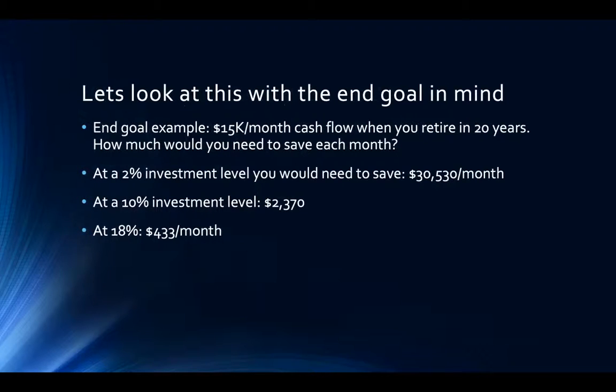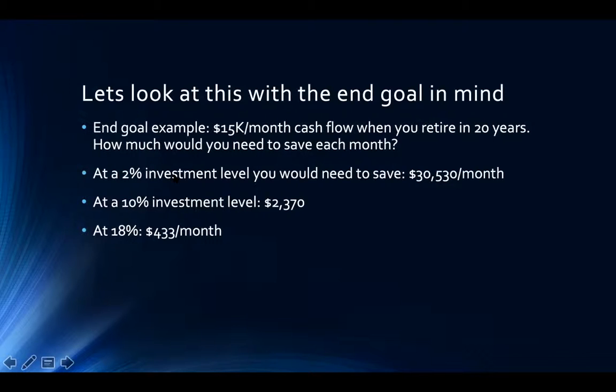So let's look at this from another angle. Let's look at this with the end goal in mind. Let's say, for example, you have an end goal of acquiring $15,000 per month in passive cash flow when you retire in 20 years. If you said, okay, I'm going to save for my retirement, how much would you need to save each month to meet that goal? Keep in mind, in 20 years from now, when you consider inflation, that $15,000 is more like $6,000. Okay.